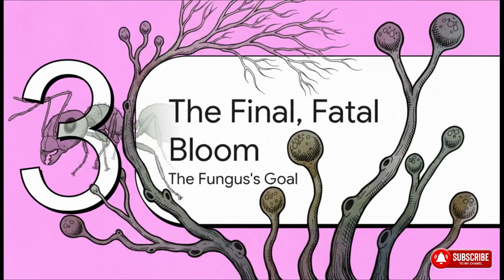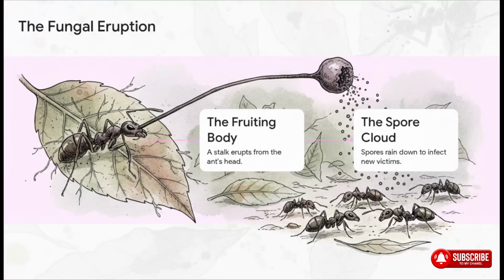Now the fungus can finally get to its endgame. This is where it moves into its final and honestly most gruesome phase. Its ultimate goal is finally within reach. Over the next few weeks, the fungus finishes the job. It consumes all the nutrients inside the ant's body, and then it erupts.